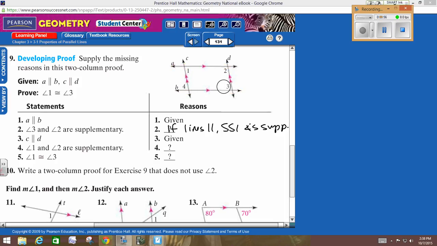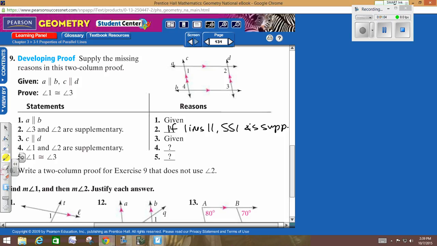And then the book, for some reason, splits up their given. I usually put it all in the first step, but now they're going to tell us that C is parallel to D. So those are the vertical lines. And then it says that 1 and 2 are supplementary. Same thing, because A is their transversal, so they're on the same side of the transversal in between the 2 lines. If the lines are parallel, then same side interior angles are supplementary.